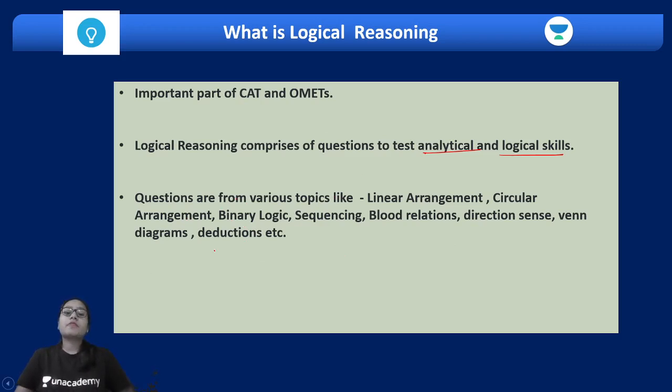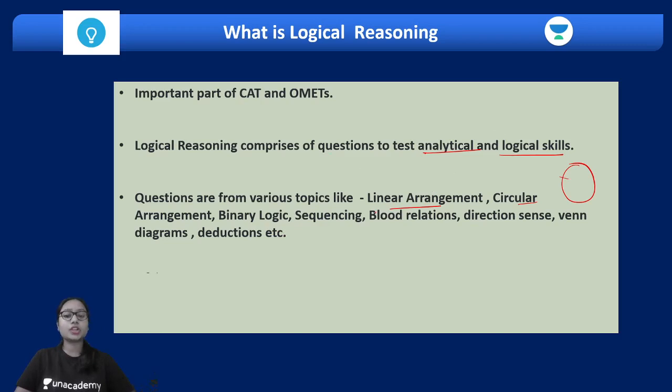Questions are from various topics like linear arrangement. Linear arrangement means there would be certain conditions, some restrictions given to you, and you have to arrange objects or people in the linear form. In one line you have to arrange people or the objects. Circular means you have to arrange them in a circle, so there would be certain restrictions given and you have to do it accordingly. So it's sort of like a puzzle that you need to solve with the restrictions.